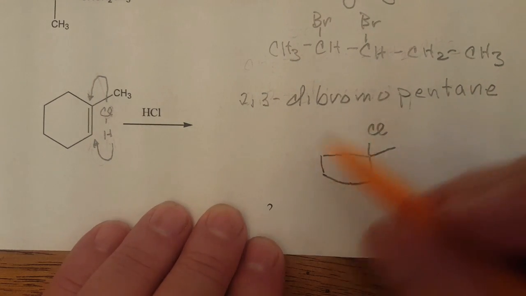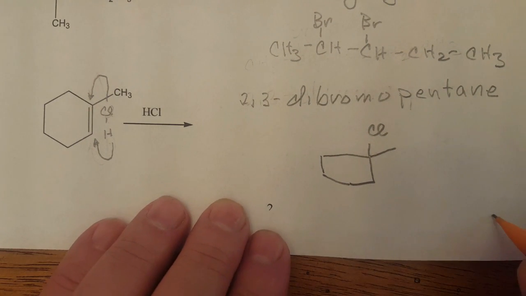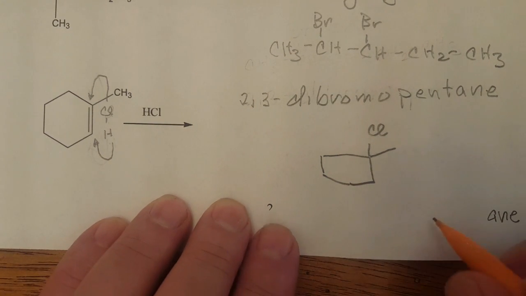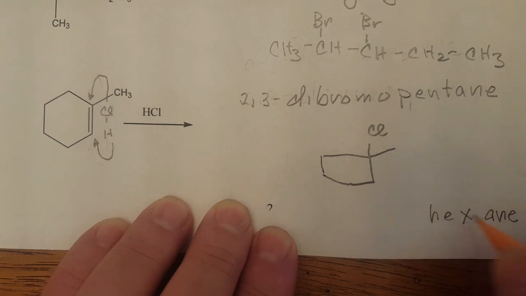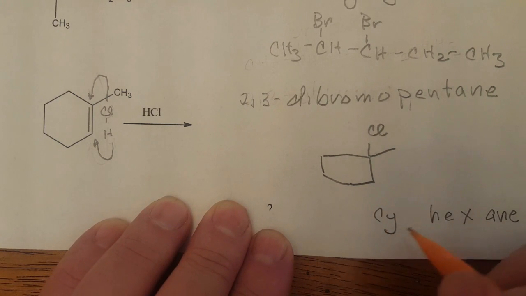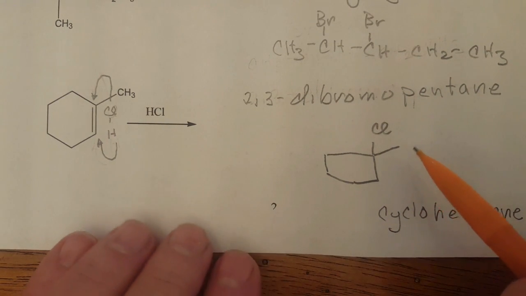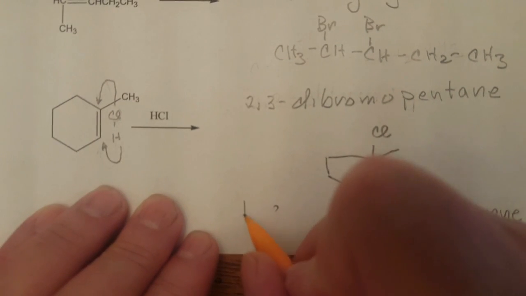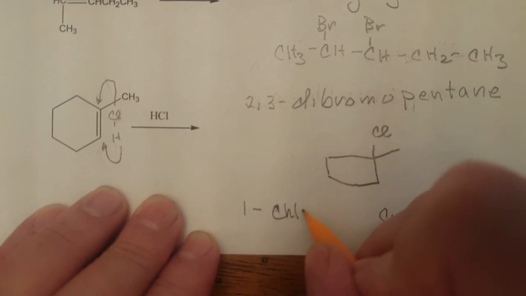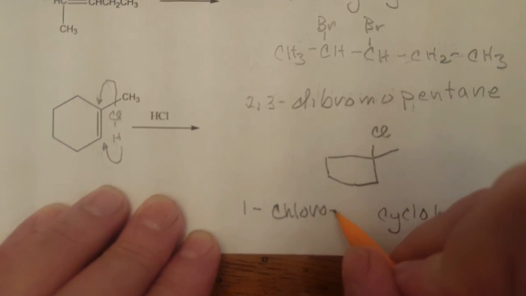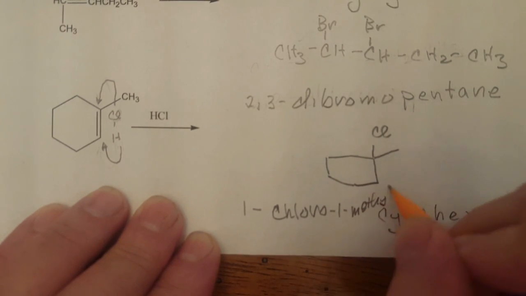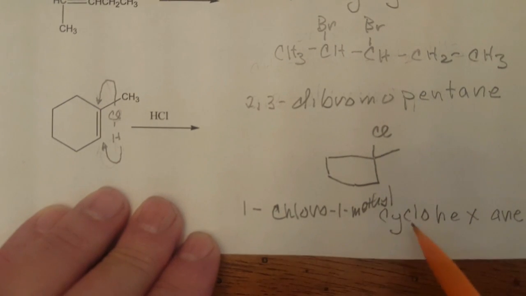And the name of this is hydrocarbon, single bonds, ane. 1, 2, 3, 4, 5, 6. Hex. It's a hexane. Cyclo, hexane. Two substituent groups, methyl and chloro. The chloro comes first. So this is going to be 1-chloro-1-methylcyclohexane.